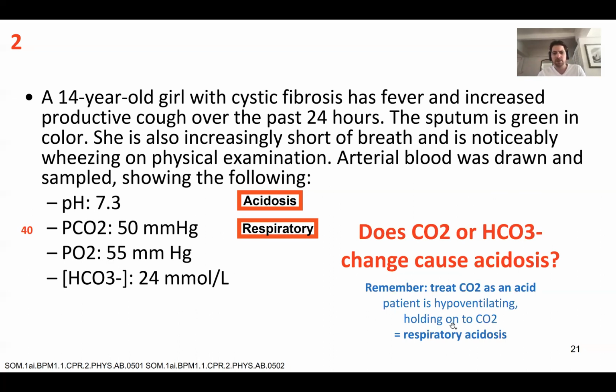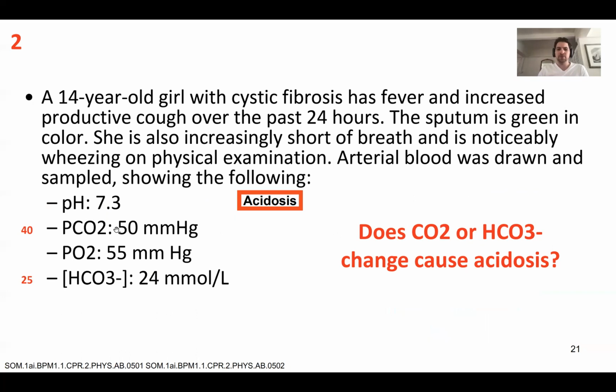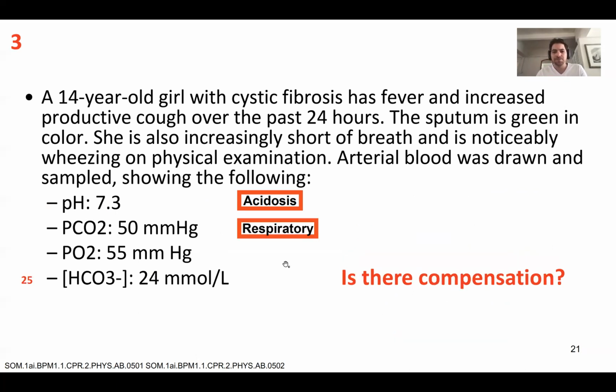Sorry, wait, hold on. Let me correct myself. So PCO2 should be 40, right? If it's 50, that means it's high. That means you're holding on to it. That means you're not breathing it out. So the patient's actually hypoventilating. Okay, sorry about that. So if you have too much acid, you're holding on to it, so you're not breathing as much. Okay, so respiratory problem, respiratory acidosis, because you're holding on to this acid. And since the bicarb is in the normal range, there's no compensation yet.